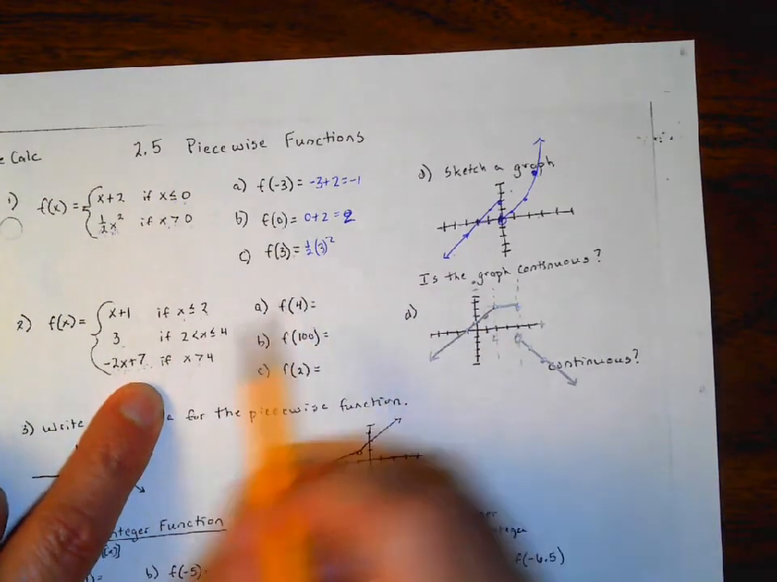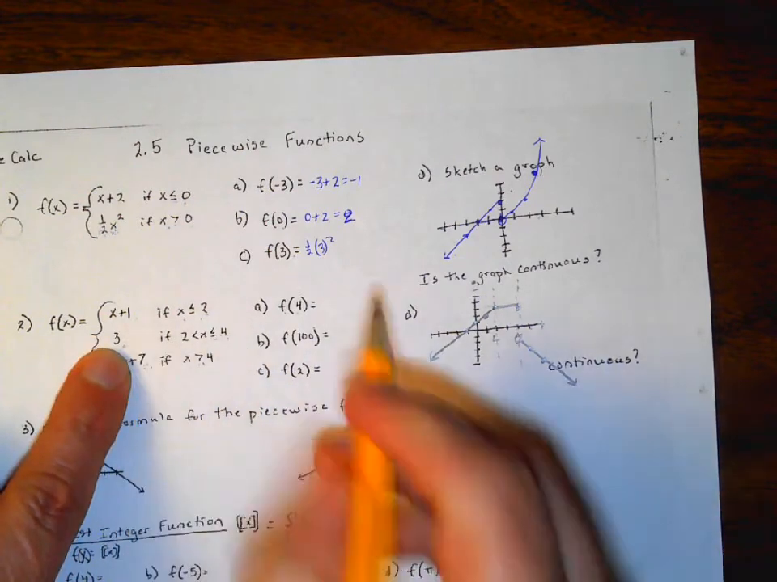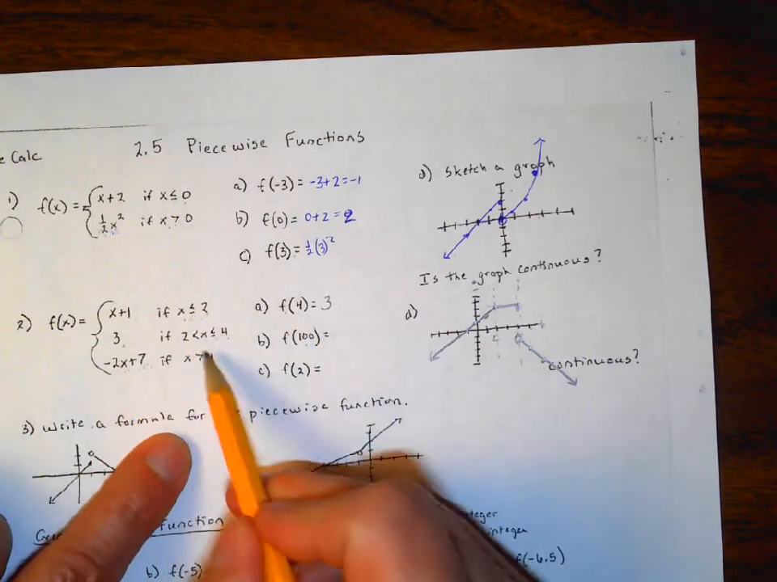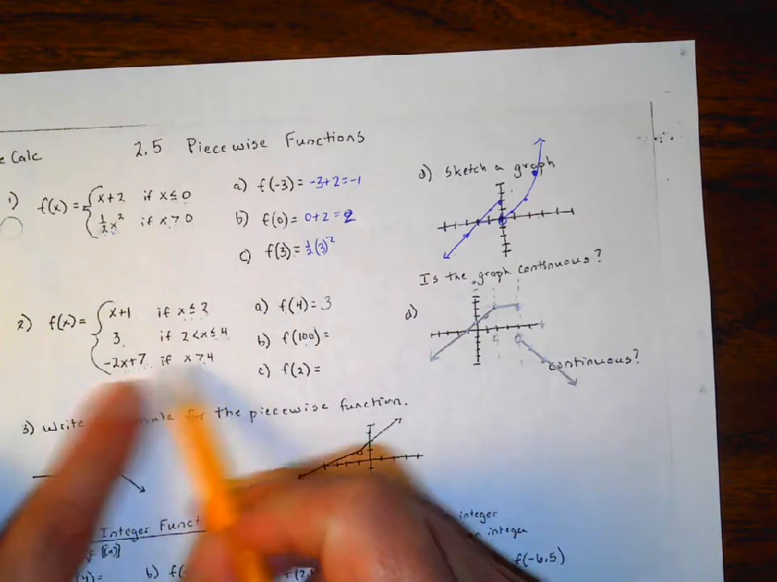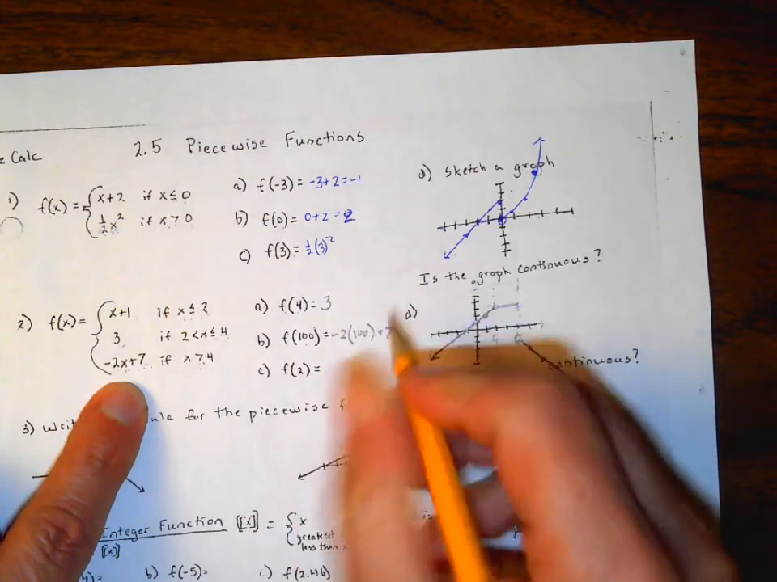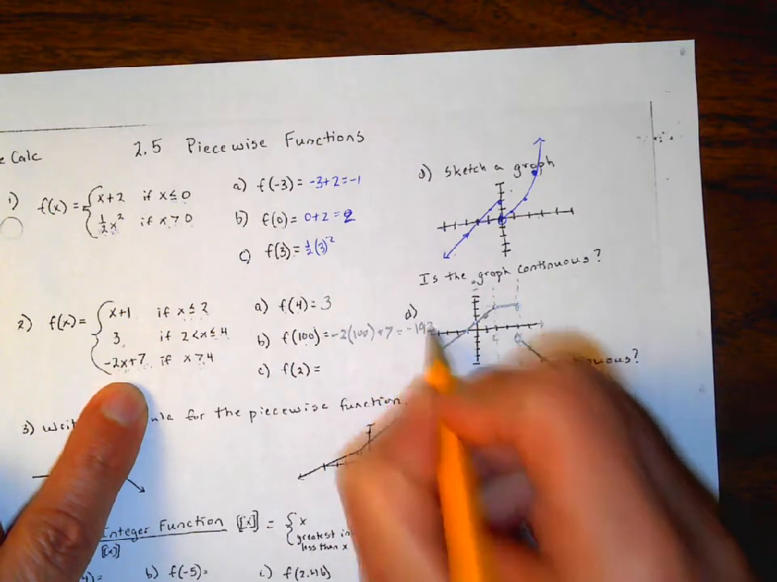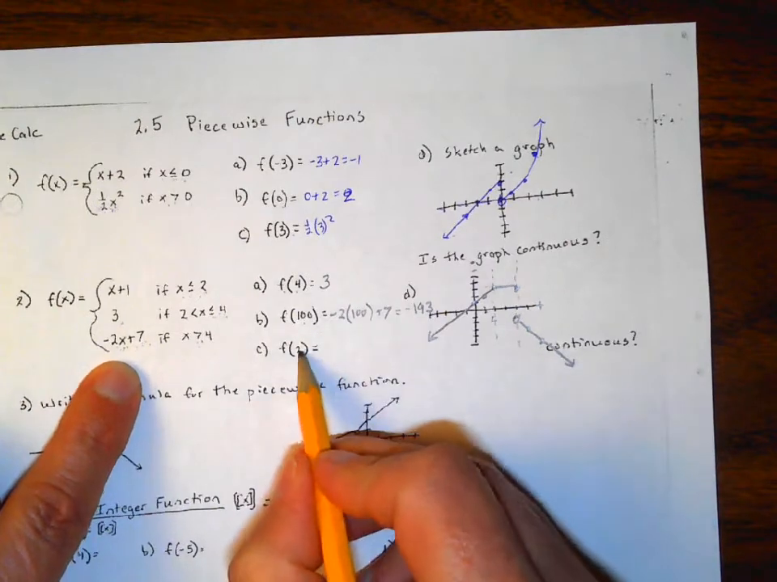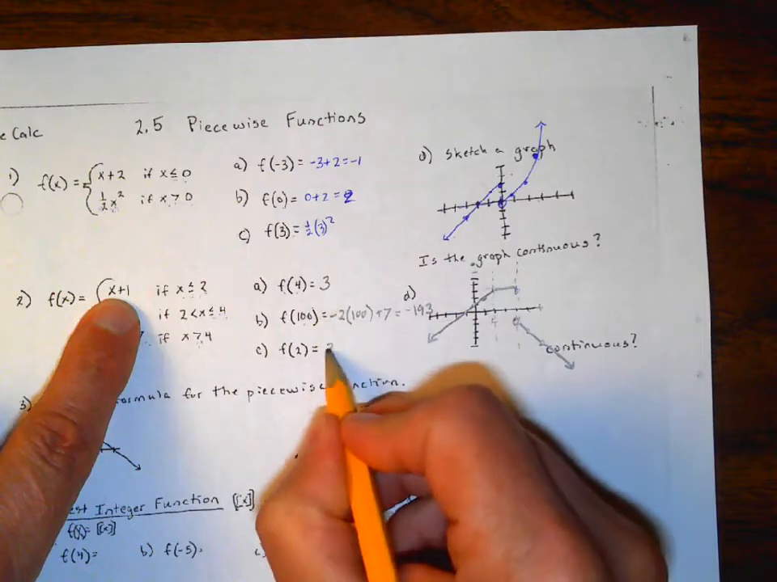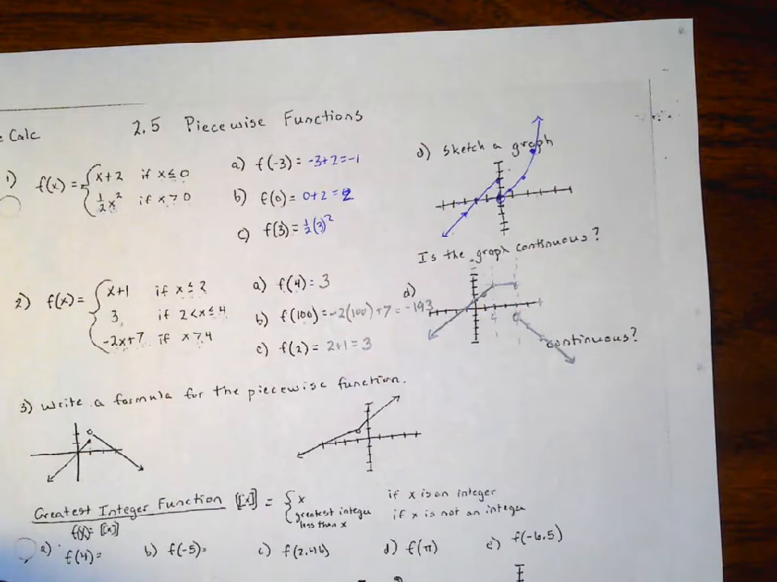So f of 4, which one do I use? Okay, it tells us or equal to 4, so I'm going to use this one. So I know it's equal to 3. F of 100, it's not less than 2, it's not between 2 and 4, but it's greater than 4. So I have to use this one. So negative 200 plus 7 would be negative 193. Okay, f of 2. Yep, we're equal to 2, so I have to use this one. Okay, so there is how you work those out.